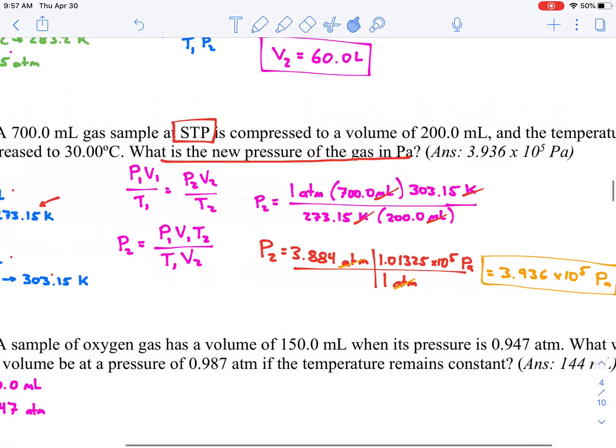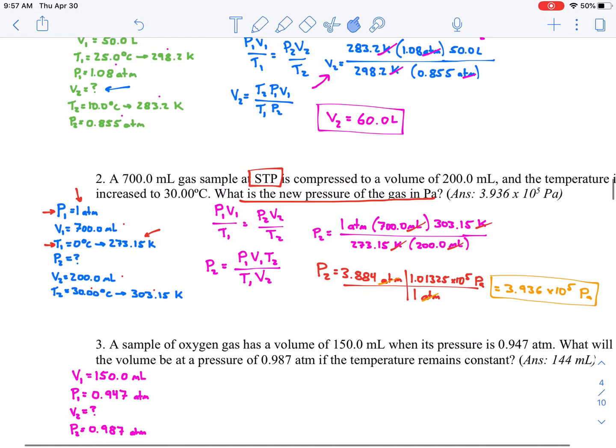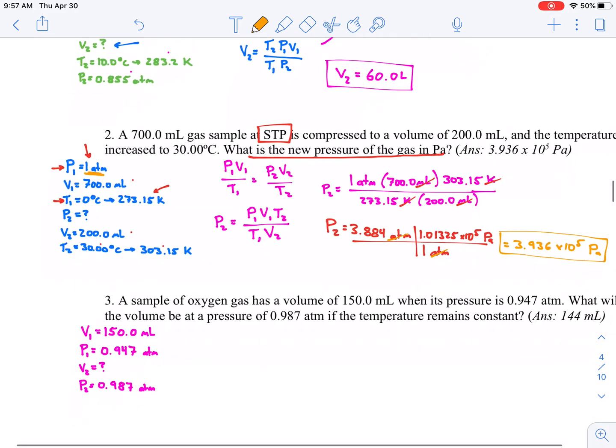Just a little tip, if you would have rather converted this initial pressure to pascals and then plugged into what I have in pink, plugged into the combined gas law, that would have worked just as well. Either way works. All right, moving right along to number 3.